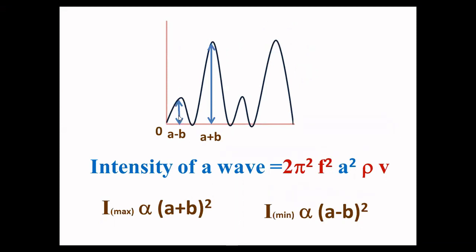What is the minimum intensity? A minus b, because there the two waves must have met with the crest on trough. A minus b. Suppose a minus b, if a and b are equal, intensity is 0. If a and b are equal, the maximum will be 2a whole square, that is 4a square. Those things you are going to study in detail.